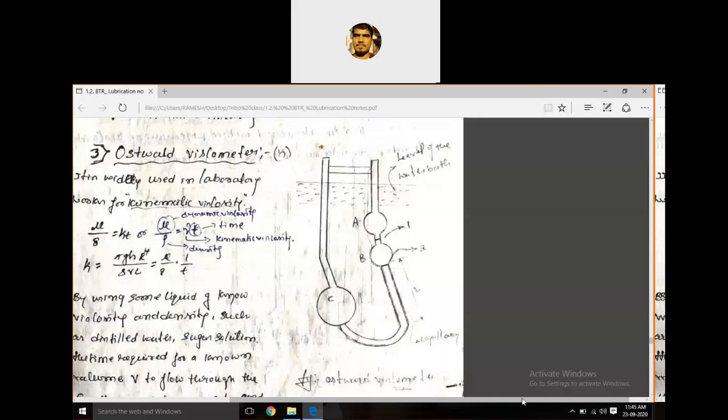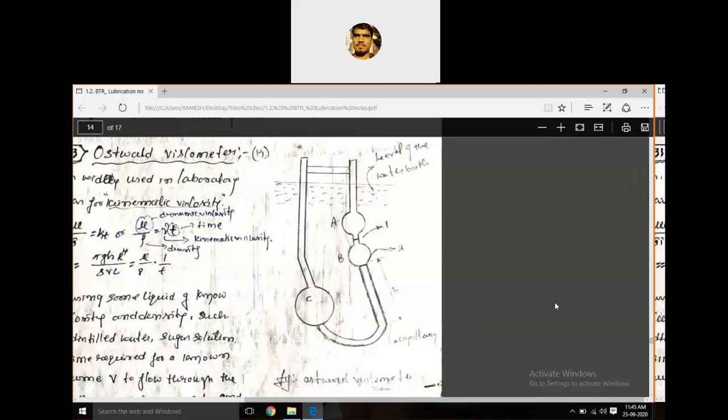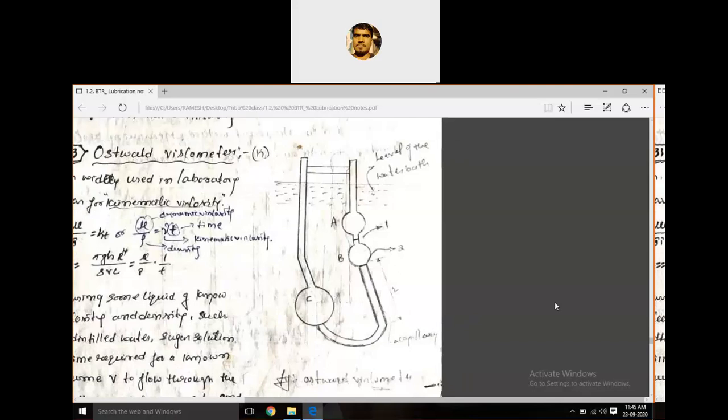So here, we use a liquid of known viscosity and density, like distilled water or a sugar solution, just to calibrate this instrument before conducting the test.